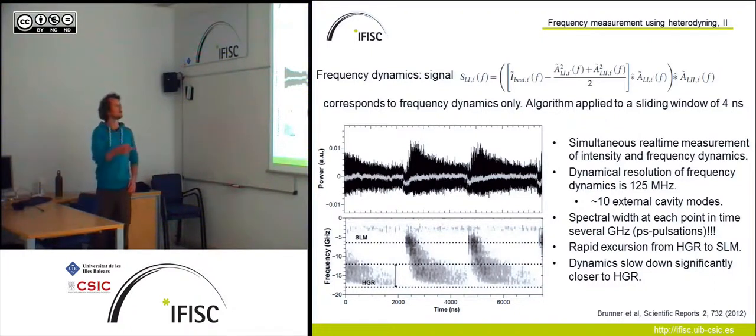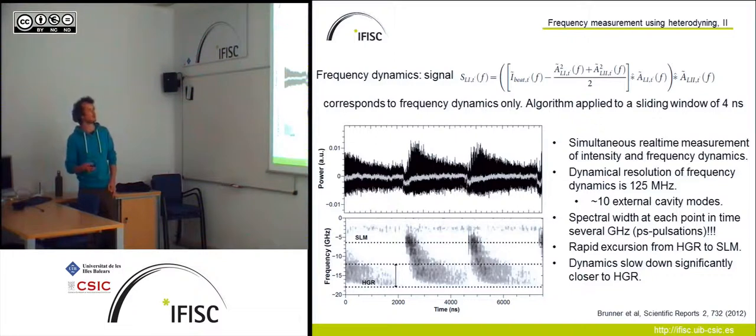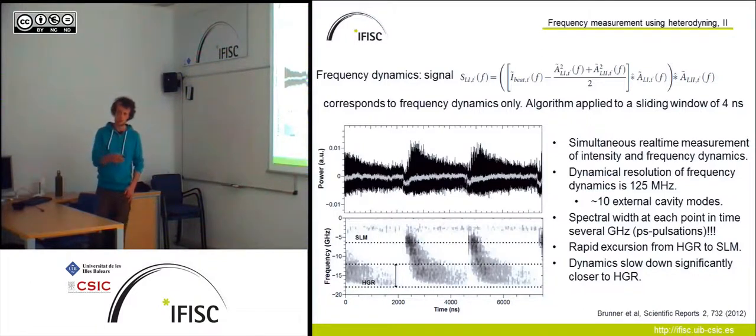And the window size we chose here was 4 nanoseconds, and of course spectral resolution and temporal resolution in this approach go inverse, so you have to find some kind of balance. But for these 4 nanoseconds we get 125 megahertz spectral resolution, which is around 10 external cavity modes. The emission, however, is a few gigahertz wide, so basically I think this is quite a good approximation.